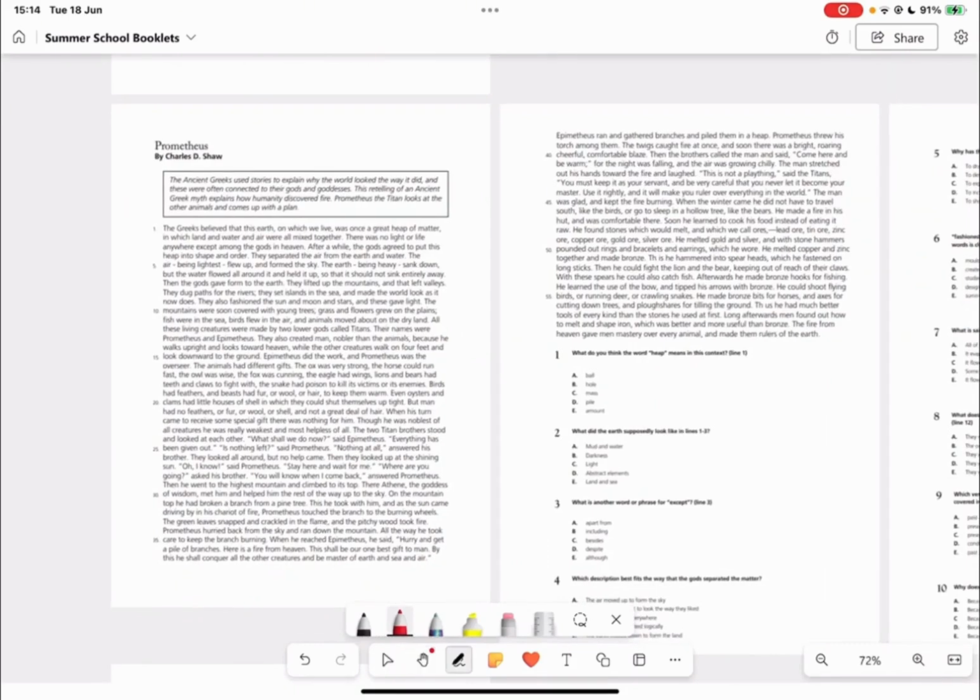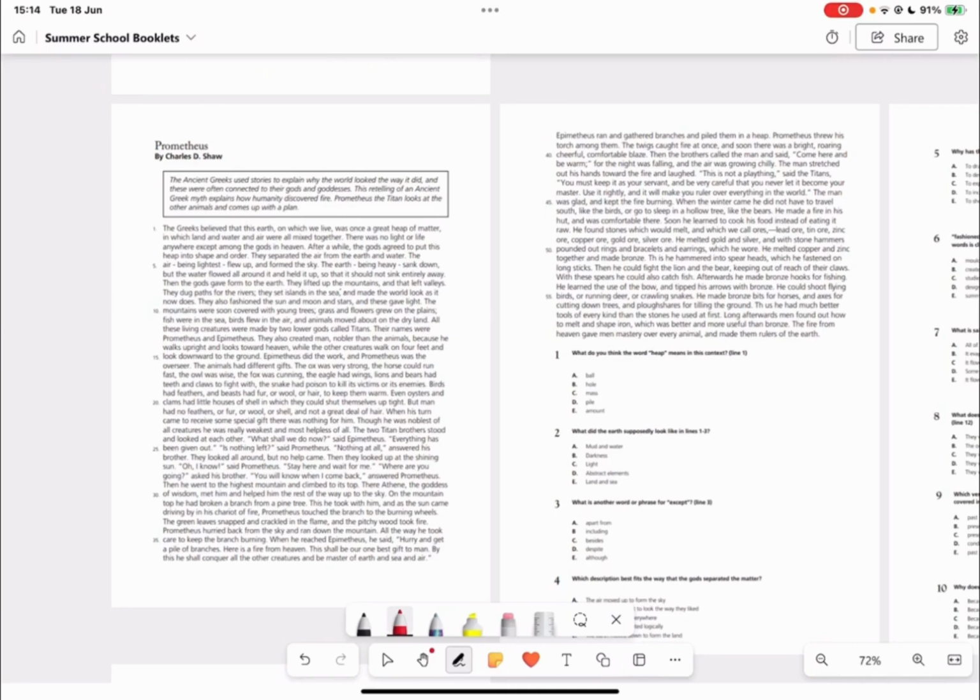So now we're going to read Prometheus. The Greeks believed that this earth, on which we live, was once a great heap of matter, in which land and water and air were all mixed together. There was no light or life anywhere except among the gods in heaven. After a while, the gods agreed to put this heap into shape and order. They separated the air from the earth and water. The air, being lightest, flew up and formed the sky. The earth, being heavy, sank down. But the water flowed all around it and held it up, so that it would not sink entirely away.